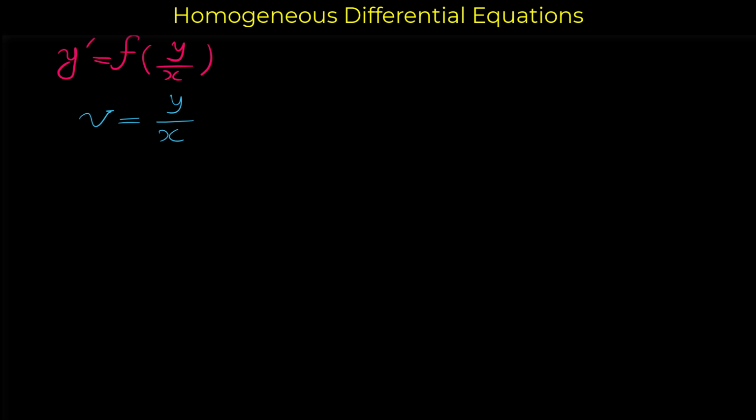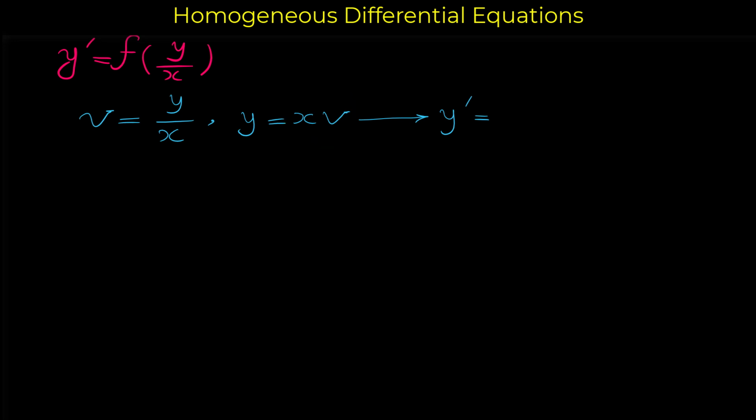Note that if we choose v to be y over x, we can say, of course, y equals v times x. If we do a cross multiplication here, y equals v times x or x times v. Because we are doing a substitution, we have to replace y prime here. So from this substitution, if we take the derivative of both sides of this relation, derivative of y equals derivative of this expression.